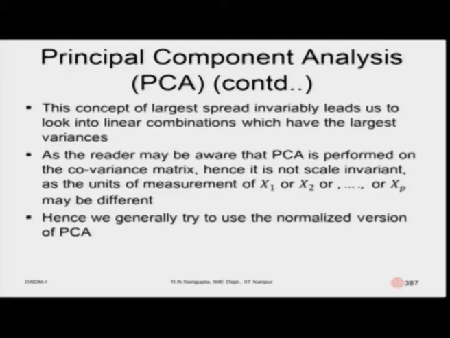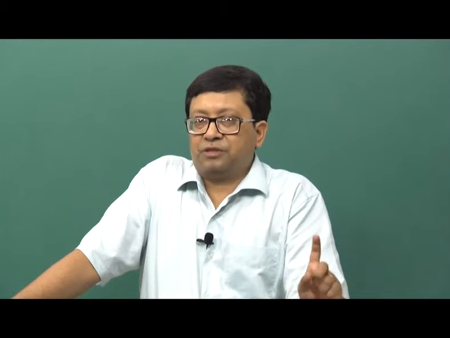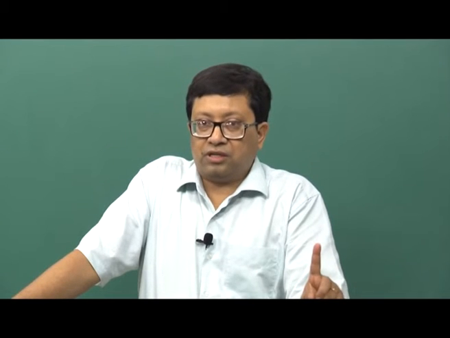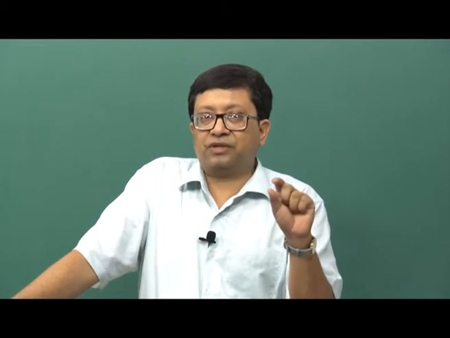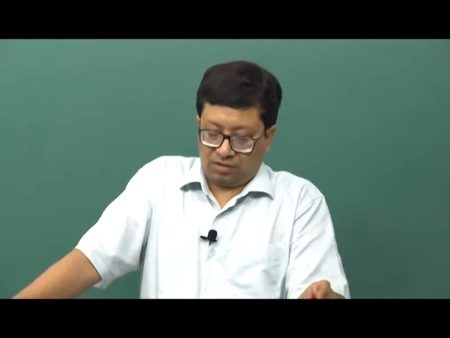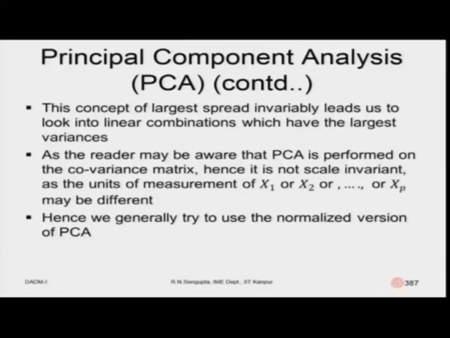The concept of largest spread invariably leads us to look into linear combinations which have the largest variance. Spread being large means variability is large, spread being low means variability is low. As the reader may be aware, principal component analysis is performed on the covariance matrix. Remember that these x1 to xp may not be independent of each other. So, the combinations we are formulating are made in such a way that they are forced to be orthogonal to each other. Hence, it is not scale invariant.